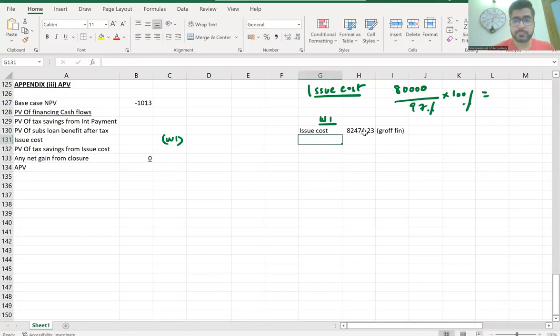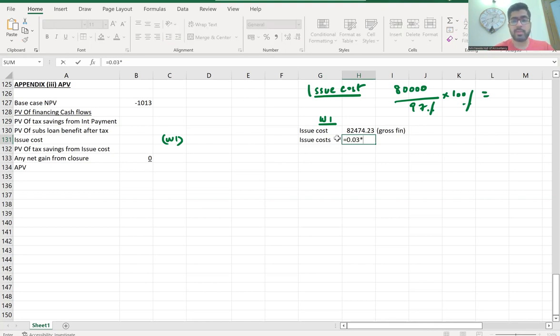And then issue costs are 3% of the gross finance required. Don't multiply 3% by the finance required, 80,000. Gross it up. 3% issue cost, if you will raise 3% of 80,000, raise 80,000, 3% issue cost gone, your amount would be less. You won't be able to invest 80,000 in year zero. So first gross it up, and then 3% of gross finance required. That's H131.